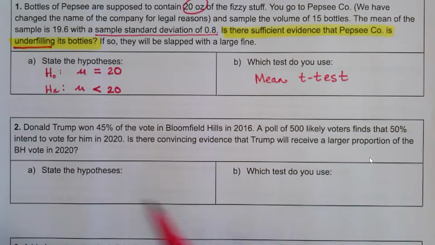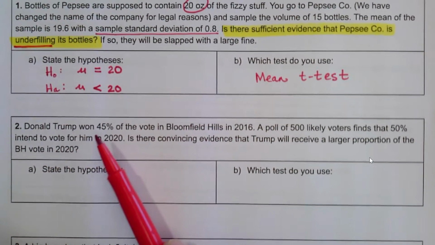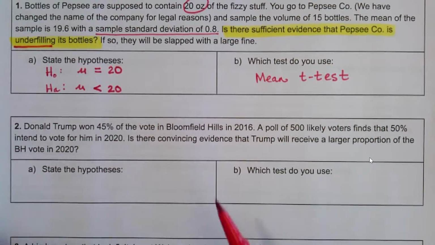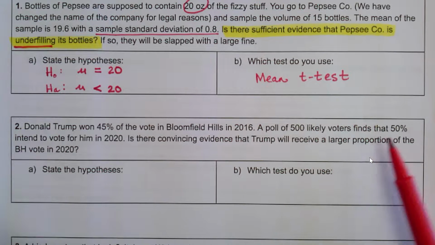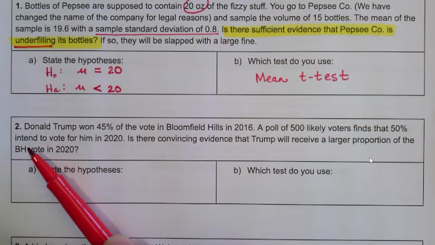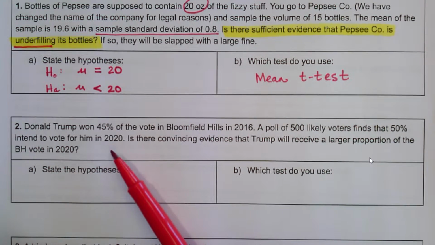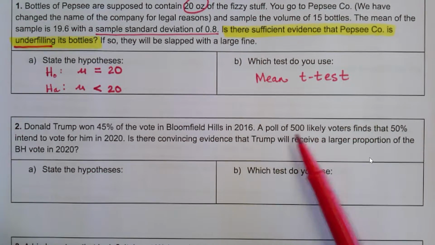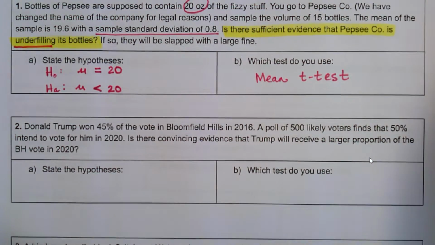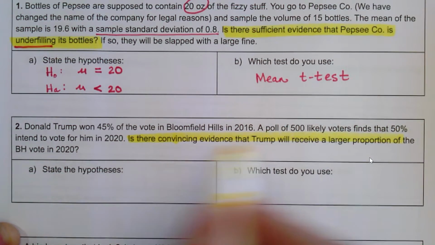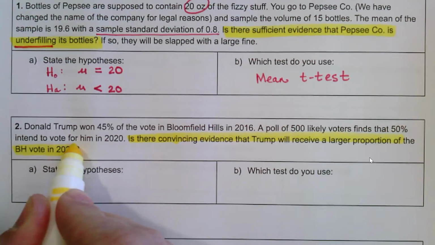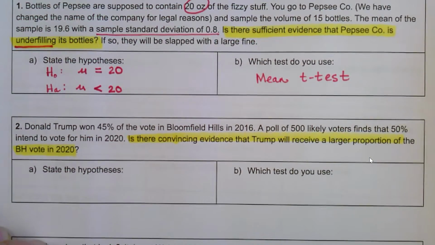Next question, number 2. Donald Trump won 45% of the vote in Bloomfield Hills in 2016. A poll of 500 likely voters finds that 50% intend to vote for him in 2020. A poll means that it's a sample. Is there convincing evidence that Trump will receive a larger proportion of the vote in BH in 2020?